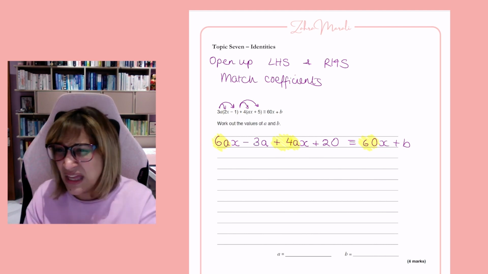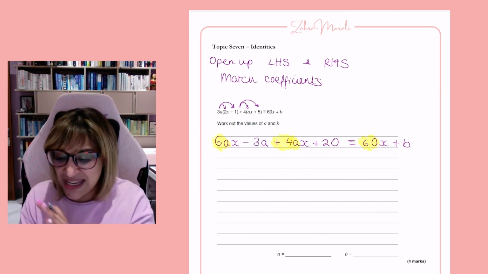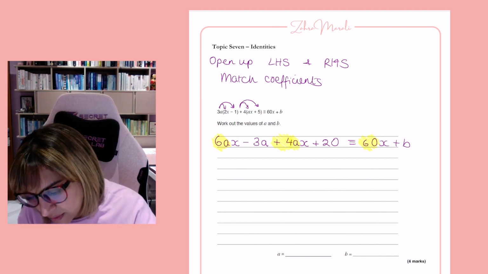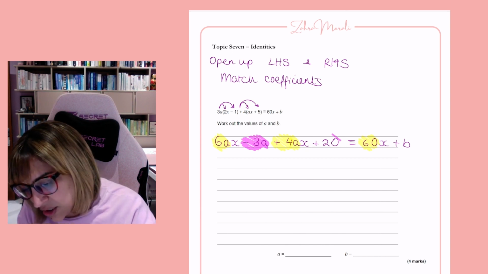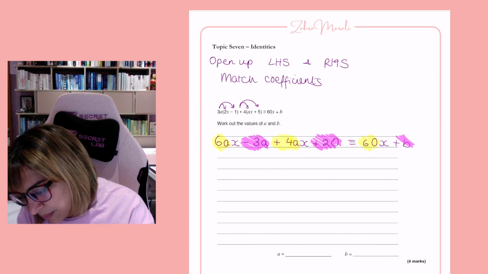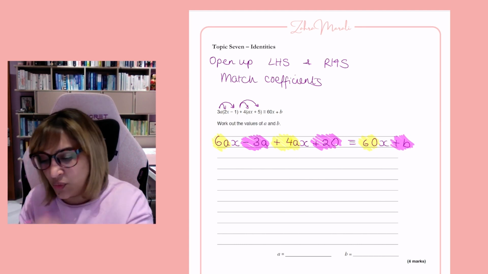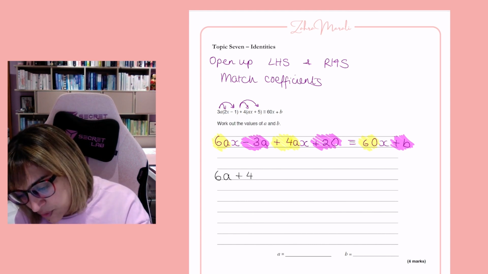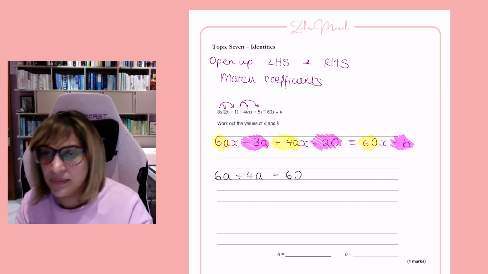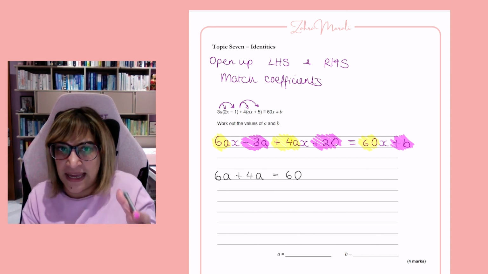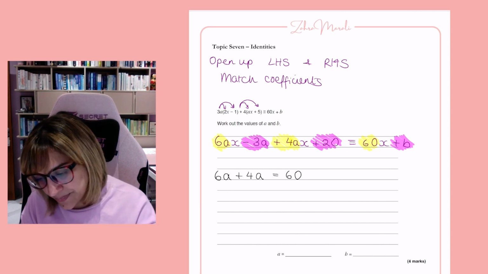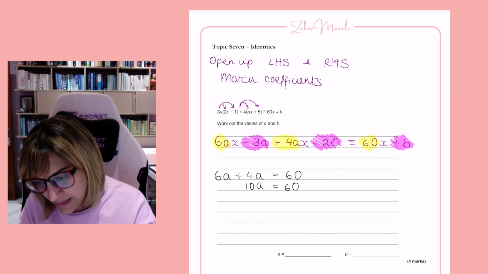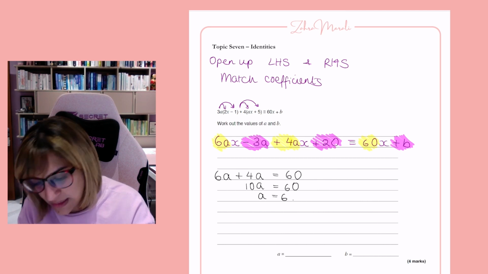Then I'm going to take everything that doesn't have an x. Remember, a is just like a value. That's not an x or an x squared or anything we need to worry about. So we take minus 3a, we're adding 20, and we've got b. Right, so now let's write all the bits that we had in yellow together. So we've got 6a plus 4a must equal 60, because that's the coefficients of the x. So we end up with 10a equals 60. So therefore a equals 6.